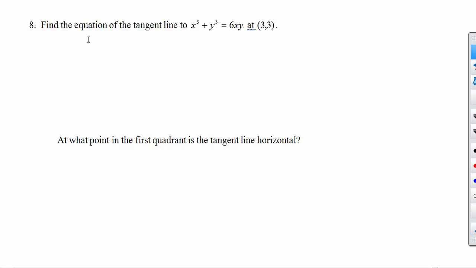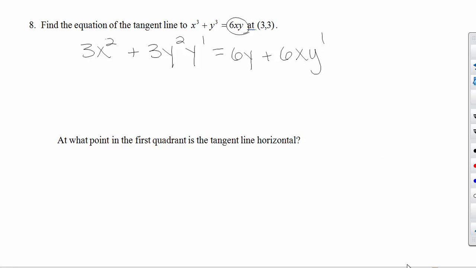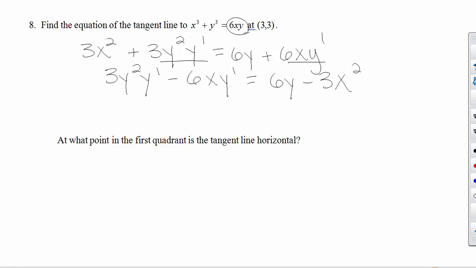I know a lot of you are going to do that. Okay, so the derivative quickly would be 3x squared plus 3y squared y prime. And then on this side, I'd have to use the product rule. The hardest thing with this is remembering product rule. So on the right, product rule would be 6 times y plus 6x y prime. Collect my y primes. So I'd have 3y squared y prime minus 6x y prime equals 6y minus 3x squared. Factor out the y prime and divide.